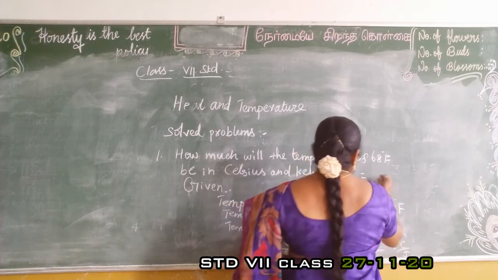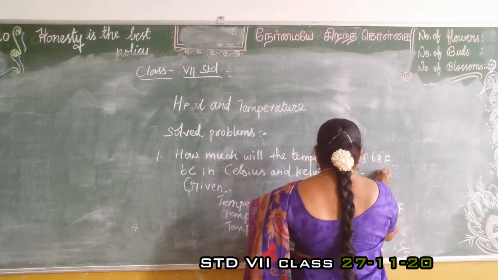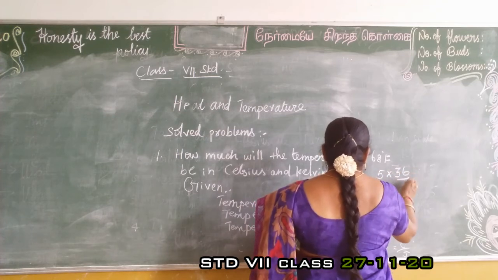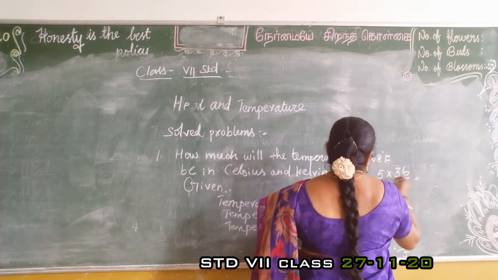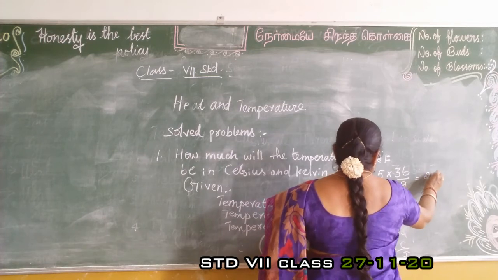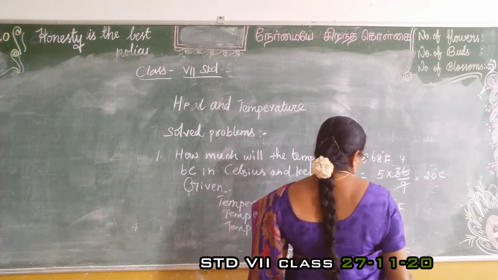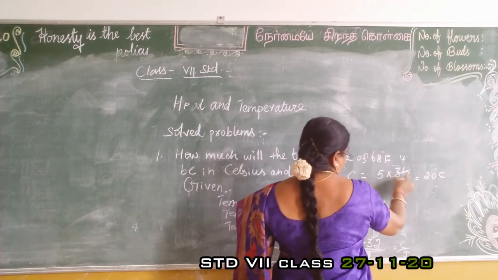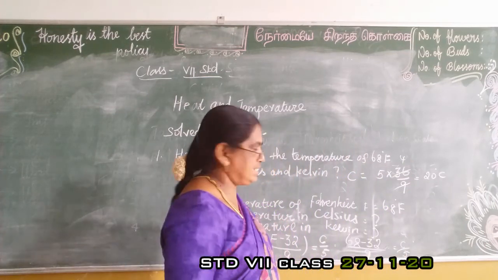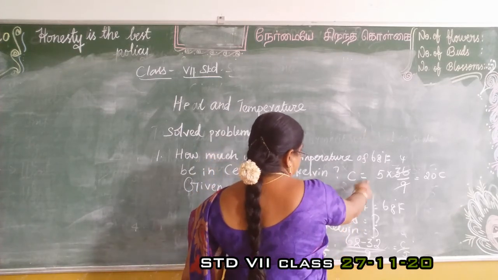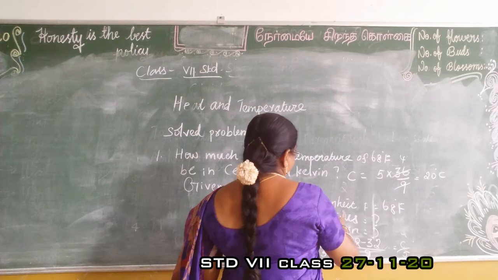We get 36. C is equal to 5 into 36 divided by 9, which is 20 degrees Celsius. 1 nine is 9, 4 nines are 36. Then 5 fours are 20 degrees Celsius. So we converted Fahrenheit to Celsius: 68 degrees Fahrenheit converts to 20 degrees Celsius.